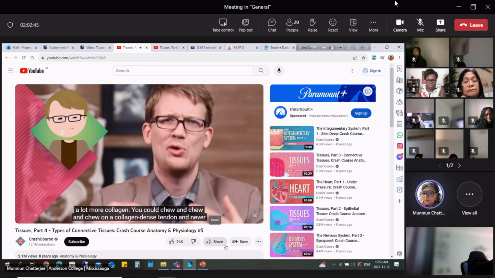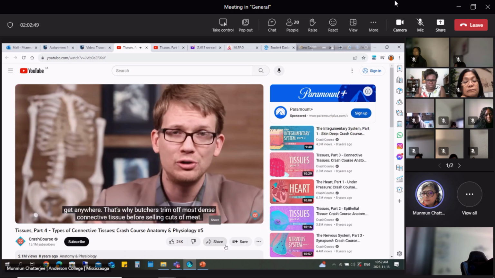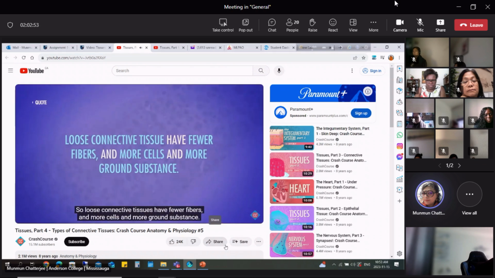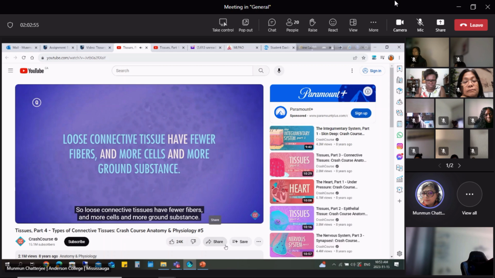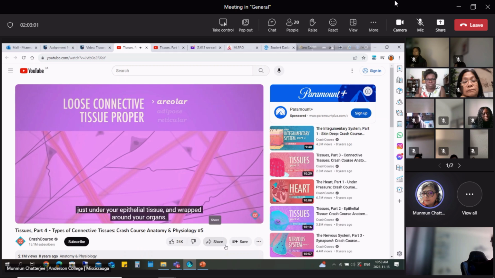You could chew and chew and chew on a collagen-dense tendon and never get anywhere. That's why butchers trim off most dense connective tissue before selling cuts of meat. So loose connective tissues have fewer fibers and more cells and more ground substance. Areolar tissue is the most common loose connective tissue you have found all over your body, just under your epithelial tissue and wrapped around your organs.